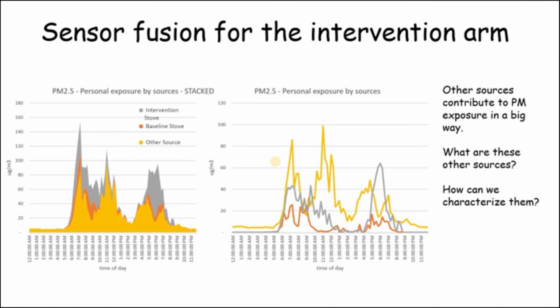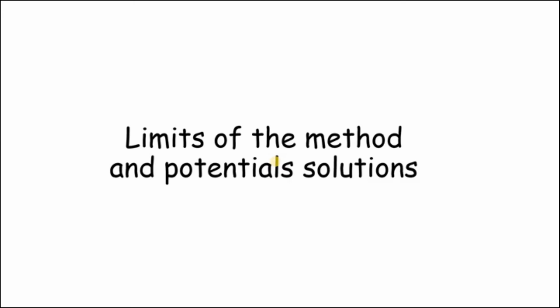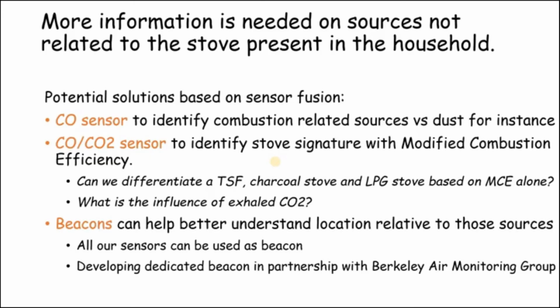I would like to talk a little bit now about the two limits of this method. The first one is, like we said, about those sources. This method is great to characterize stoves. We know there's a good chance that the PM that we see during cooking events is related to the particular stove being used. But for the PM that is not happening during a stove event, we don't really know. One way to address that could be to use a collocated CO sensor to know whether it's a combustion source or not. Combustion would have some CO, and a non-combustion source would not have any CO.